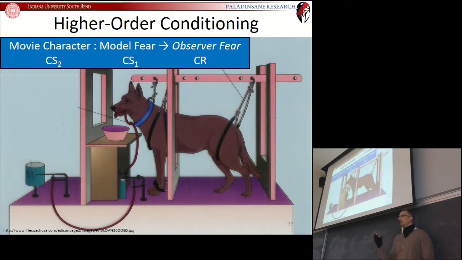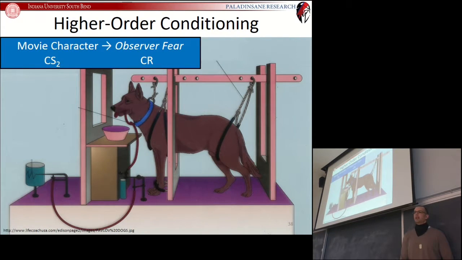And this is the technique. This is why they often have many victims in a horror film. This is often why they'll have, you know, close-ups on their face to show their fearful expressions so that we can have that observer fear, that conditioned response. And then through repeated presentations, what happens is that movie character becomes a conditioned stimulus that on its own leads to the conditioned response in the observer of that observer fear.